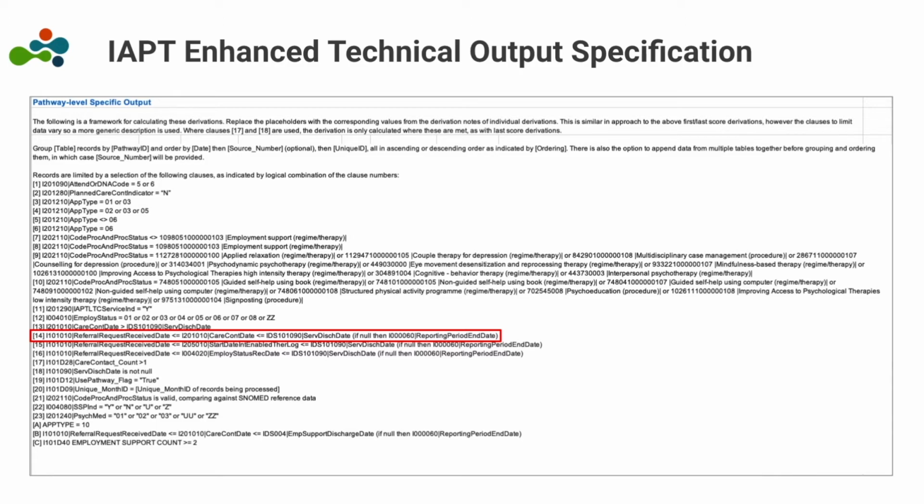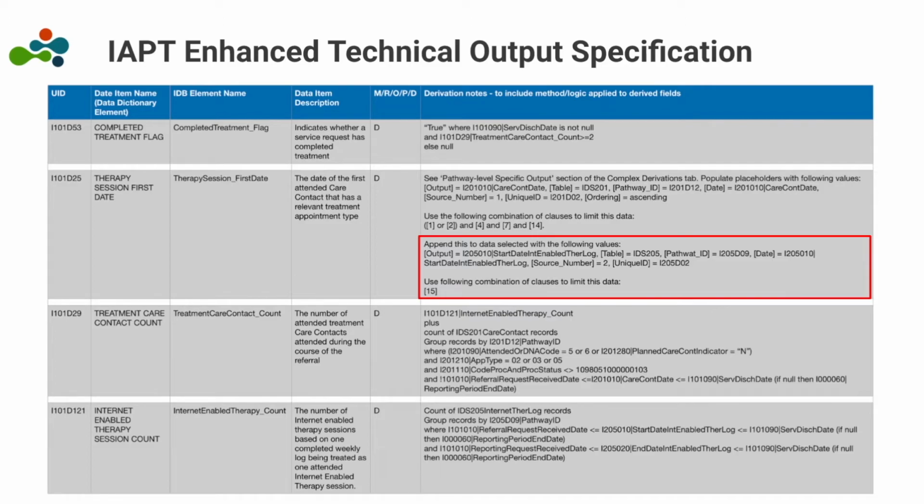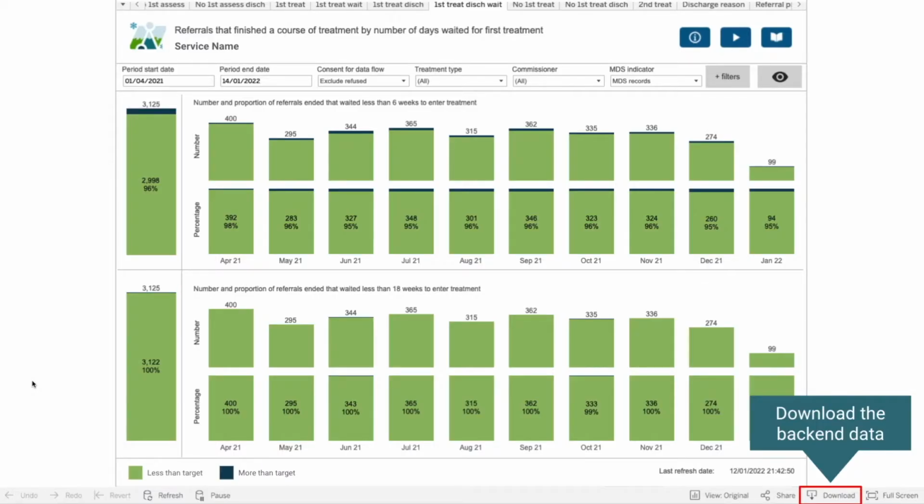Once we've got this subset of data, we then add the IT logs to this, filtering by clause 15 to logs starting between referral start and end date, and then order by date to identify the date of the first record, which will be our therapy session first date. Hopefully that will help you to understand how the figures on the dashboards are derived and where to find the information should you need to. If you would like to download the charts or figures behind the charts, use the download button on the bottom right of your screen.